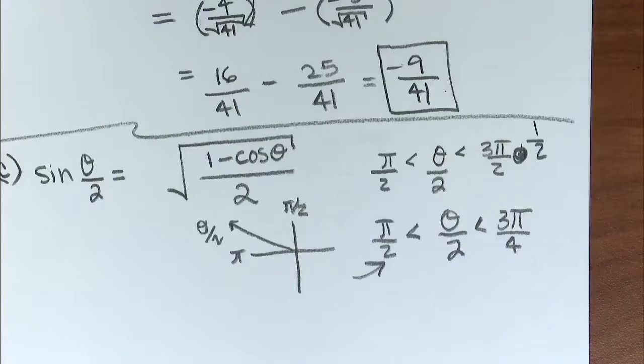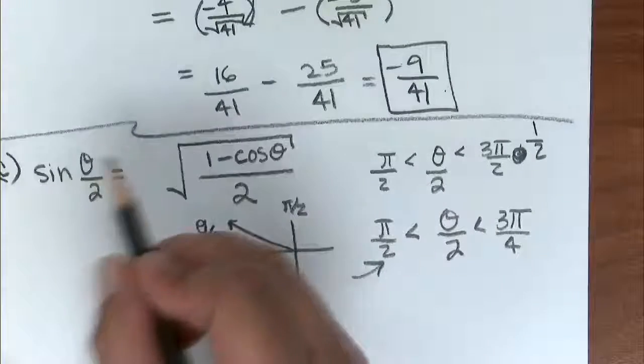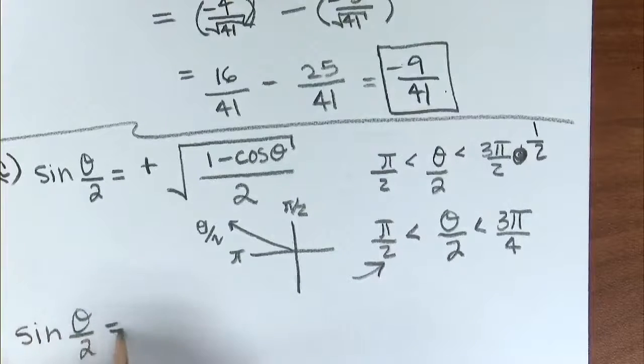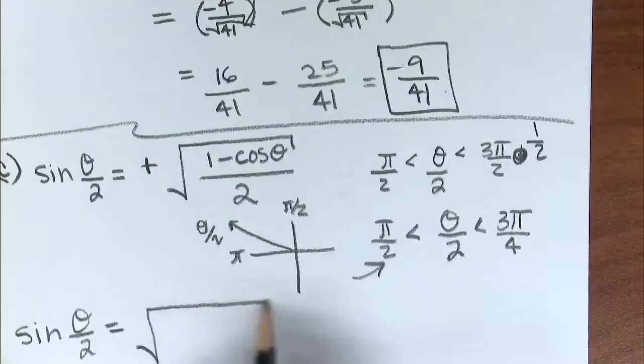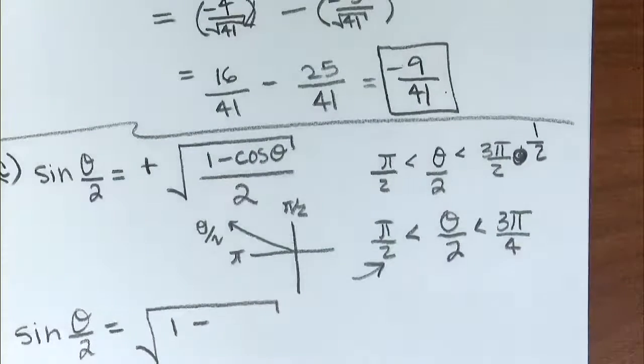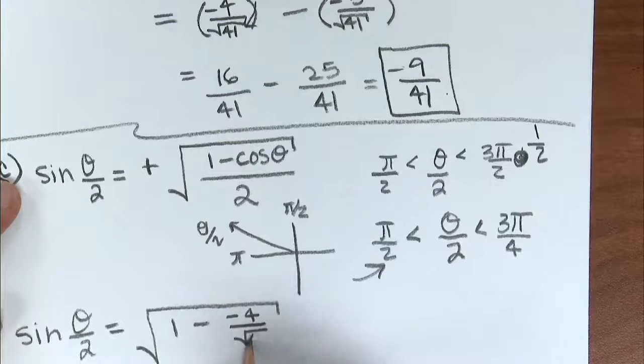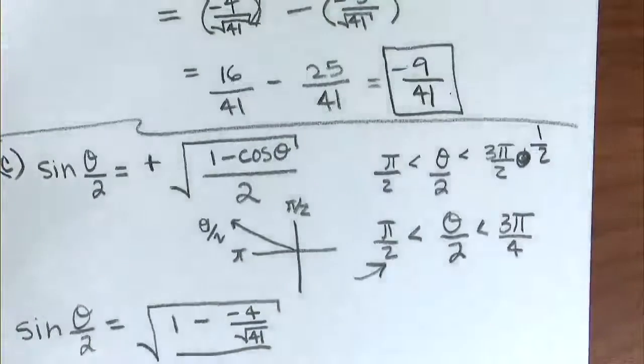Good. All right, so we're going to choose that right there. Okay, let's plug in. So sine of theta over 2. We're grabbing the numbers from the picture now. So it's 1 minus the cosine. The cosine was -4 over square root of 41. And then down on the bottom there's a 2.